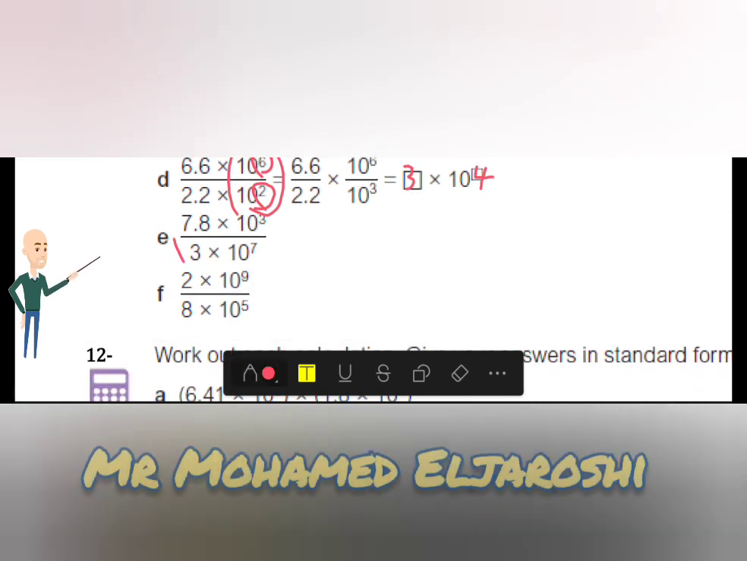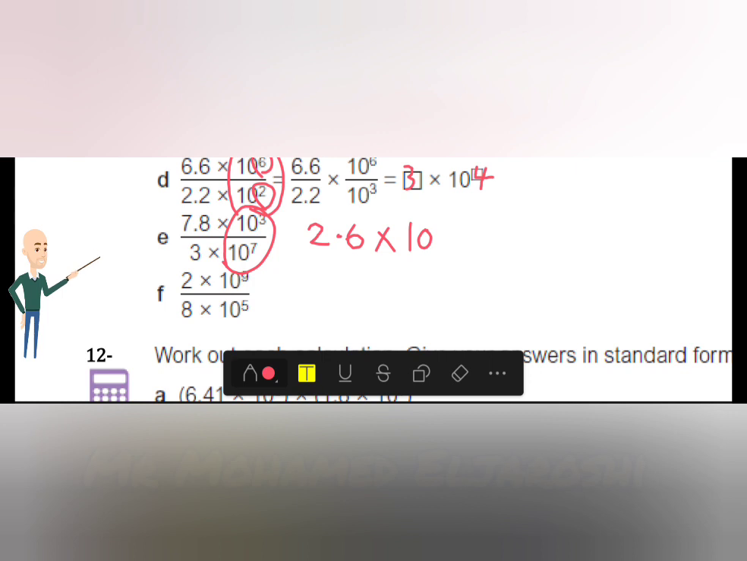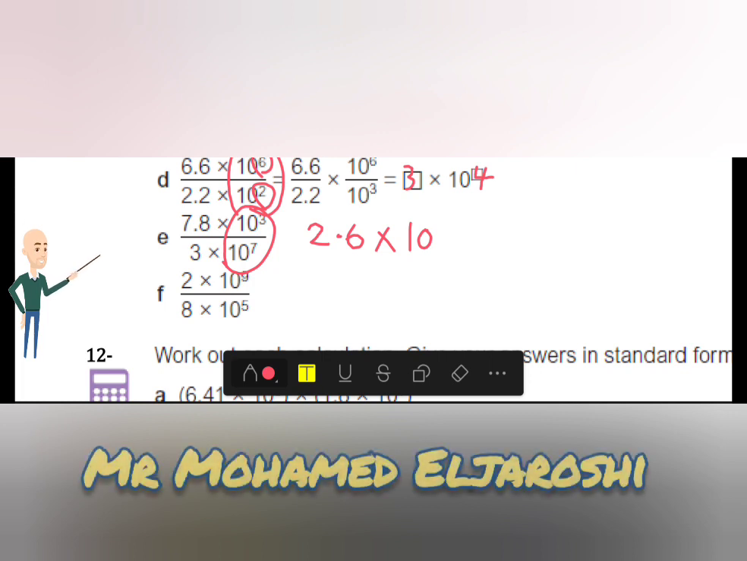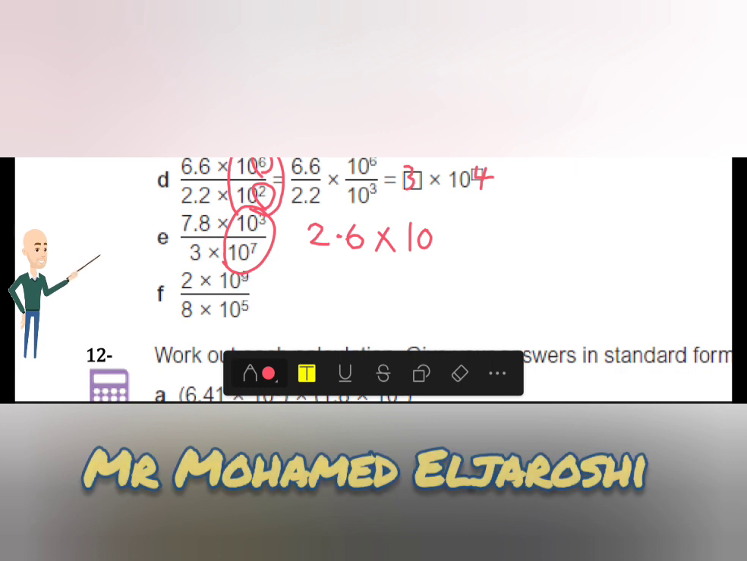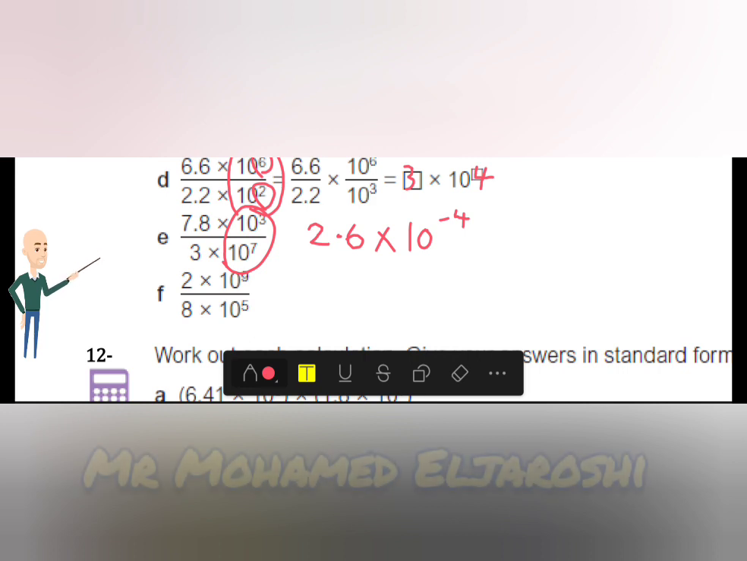The same idea. We divide these numbers. 7.8 divide 3 equals 2.6. So I write 2.6. And then I divide the tens with the powers, and write the power after subtraction. Now this one, 10 power of 3 divide 10 power of 7. So it's 3 minus 7. Focus on the order, okay? It's going to be minus 4. Minus 4. Good job.